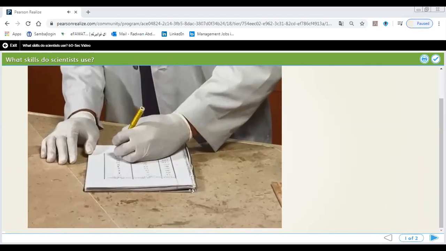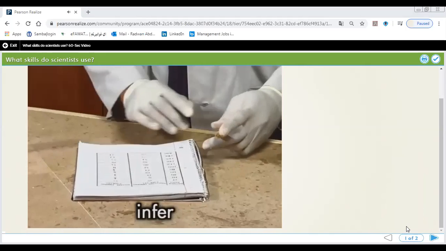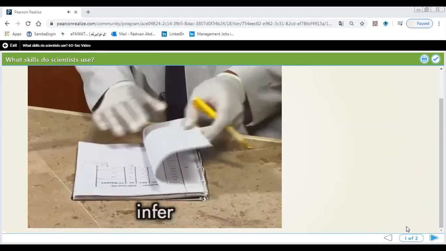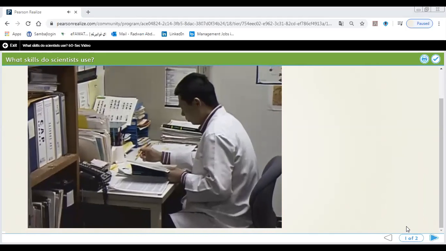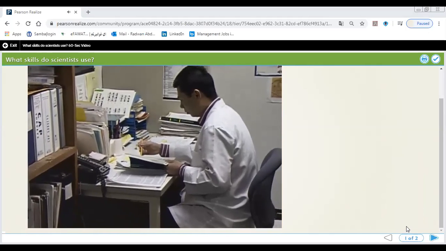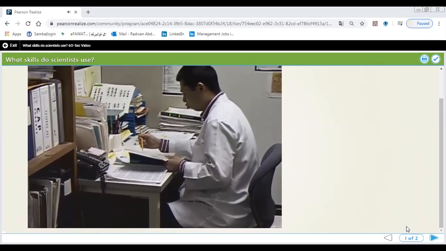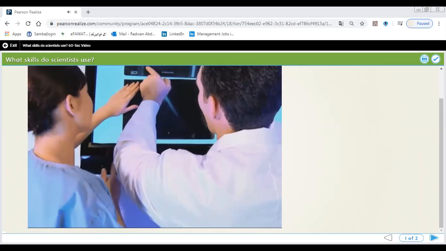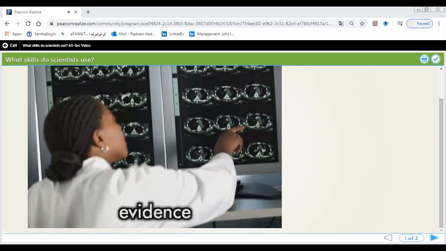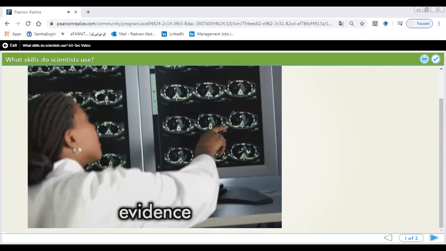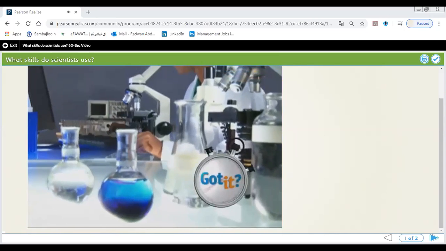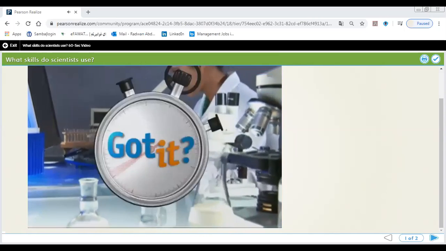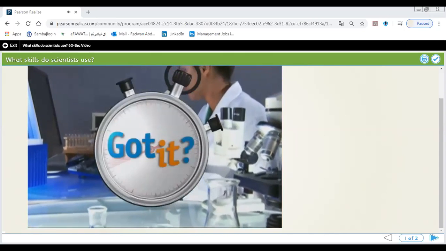Scientists then use those measurements to infer or draw conclusions about what is happening. When scientists combine prior knowledge with things that they observe, they can make good inferences. The information that scientists infer is called evidence. Evidence helps scientists explain how things happen. The more evidence you have, the more inferences you can make. Got it? Sure you do.